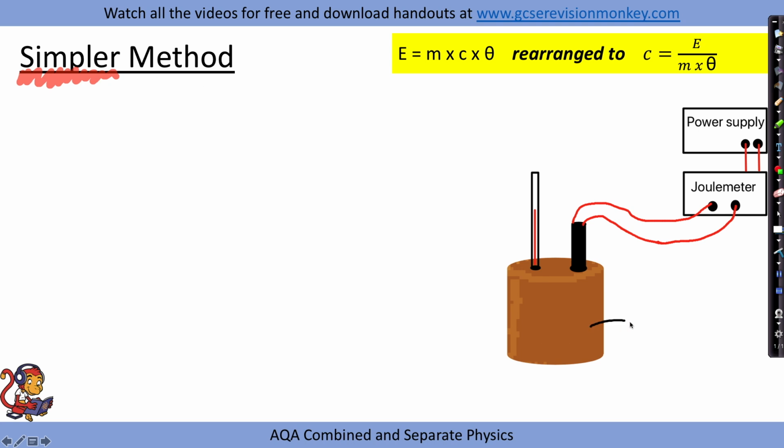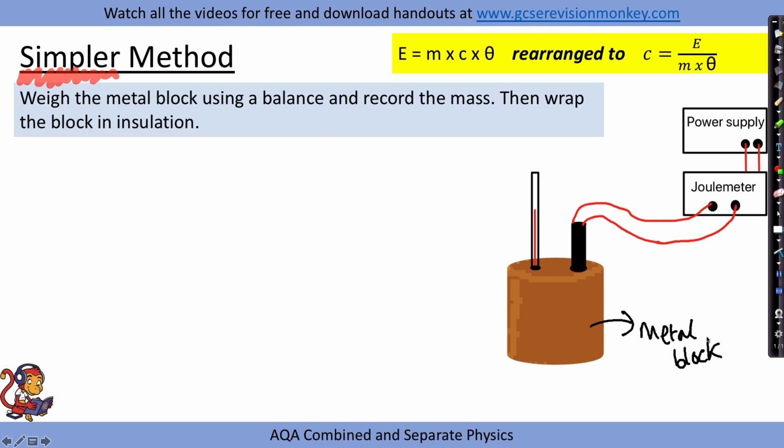So let's say, for example, we have this metal block. That is the material that we want to measure the specific heat capacity of. In the exam, it could be anything like aluminium or copper, or they could talk about a random substance altogether. So the first thing we do is weigh the metal block using a balance and record the mass. So this will give us this part of our equation, the m, the mass.